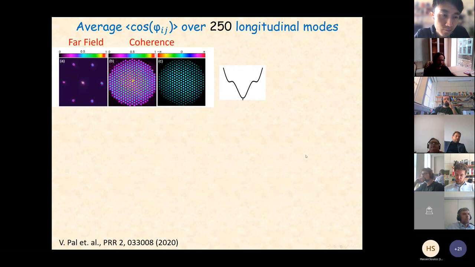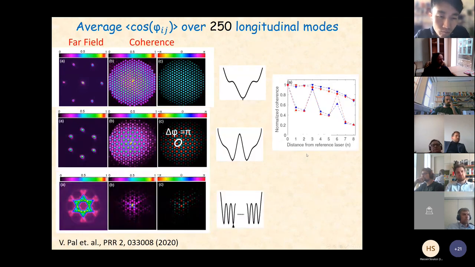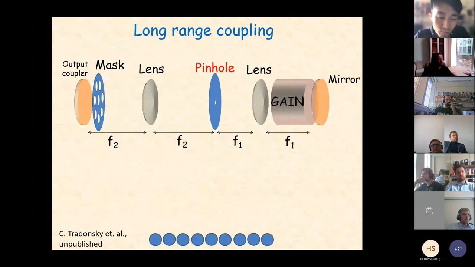Maybe I'll skip this slide because it sort of repeats what I said. It's calculating the coherence in this case. And let me show you yet another type of coupling that we use. This time it's going to be all-to-all, or if you want, long-range coupling.